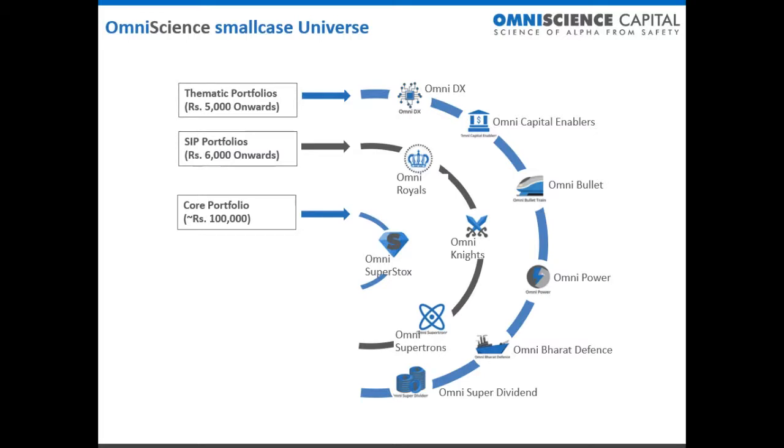So Omni Royals is the large cap, Omni Knights is the next 150 mid caps, from which we have selected 10 stocks, and Omni Supertrons is the remaining 750 stocks, from which again we create a 10 stock portfolio. While the Omni Super Stocks core portfolio is 25 stocks, Omni Royals, Omni Knights, and Omni Supertrons are 10 stock portfolios for SIPs, ranging from 5,000 to 15,000 rupees, or maybe 20,000 rupees. So it's perfect for a SIP.